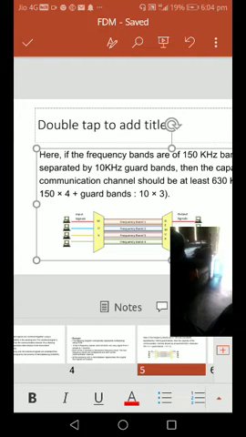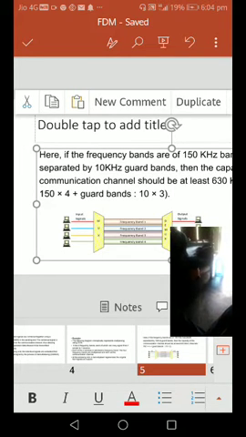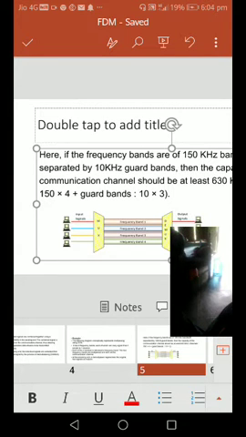plus guard band. What is the guard band? The guard band is the separation between two users, 10 kilohertz. How many separations are there? Three separations between the four signals. So three guard bands are required, and each guard band requires 10 kilohertz of frequency.